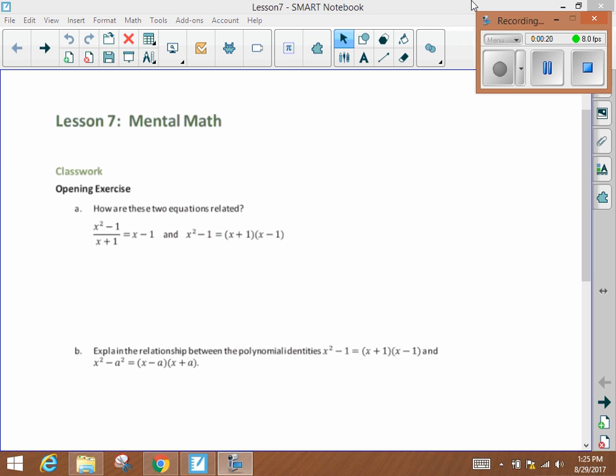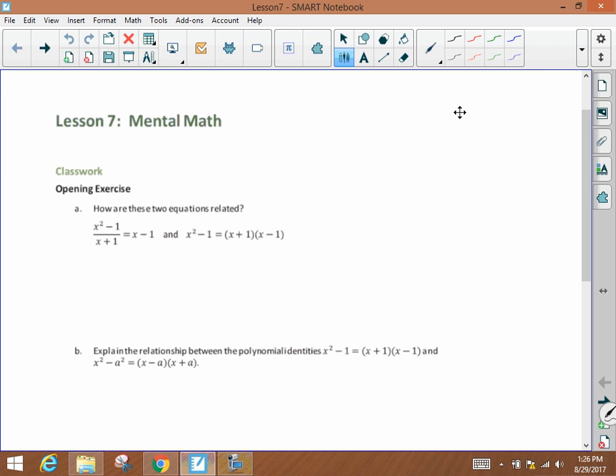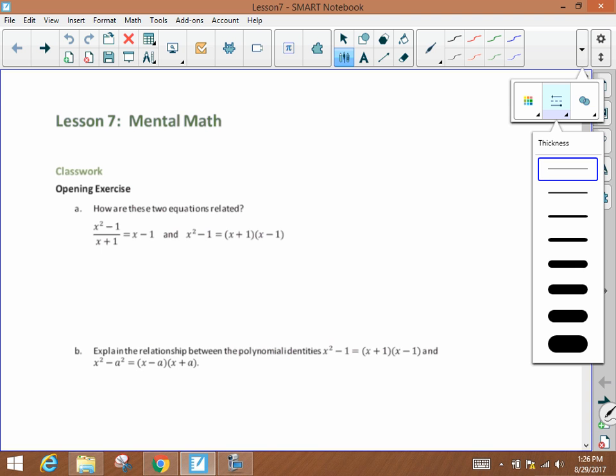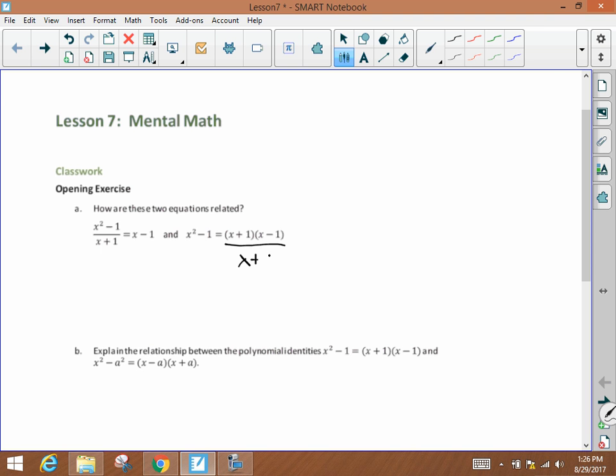Let's talk about how these two equations here are related. Well, aren't they just exactly the same? Kind of a no-brainer, isn't it? And you can see that if I was to divide both sides by x plus 1, there it is, just some simple algebra, and we find out that they are the same.